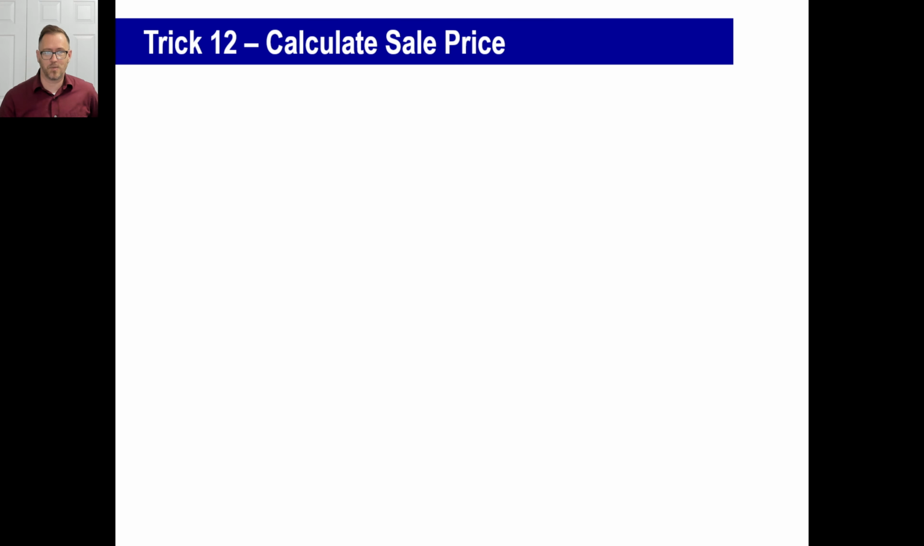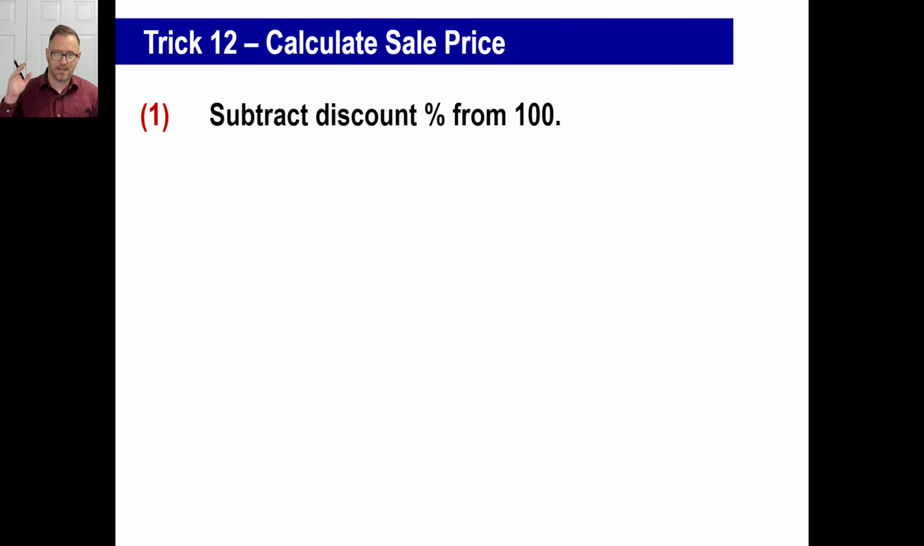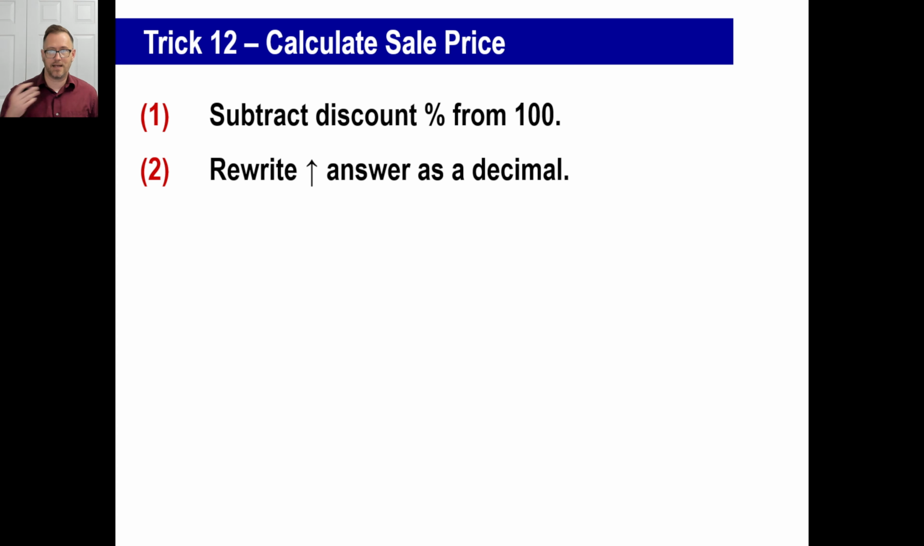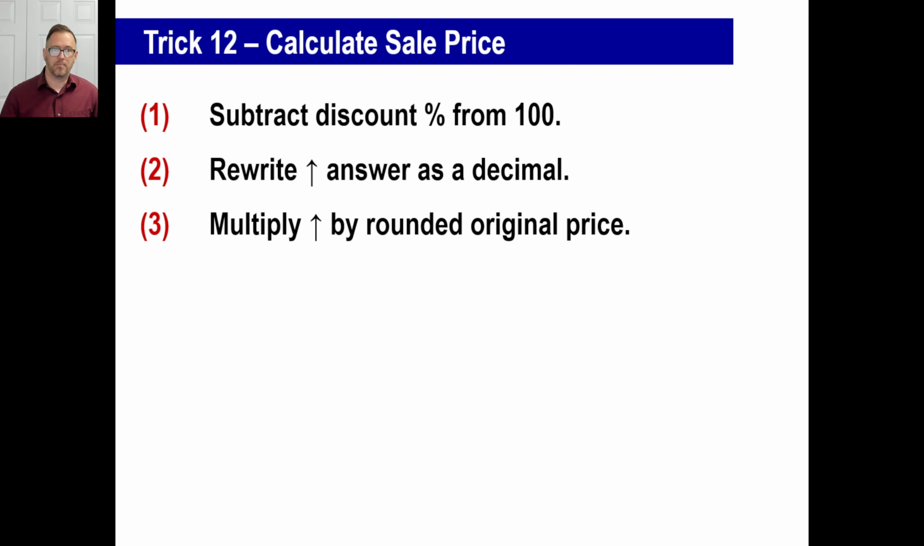We're going to calculate sale prices. Here are the tricks for how to do it, a much simpler way than normal. Number 1, subtract the discount percent from 100. So if it's 20% off, you're thinking 100 minus 20 is 80. Number 2, rewrite that as a decimal. 80% is 0.8. Multiply this by a rounded original price. We're not talking exact, we're getting a pretty close one.